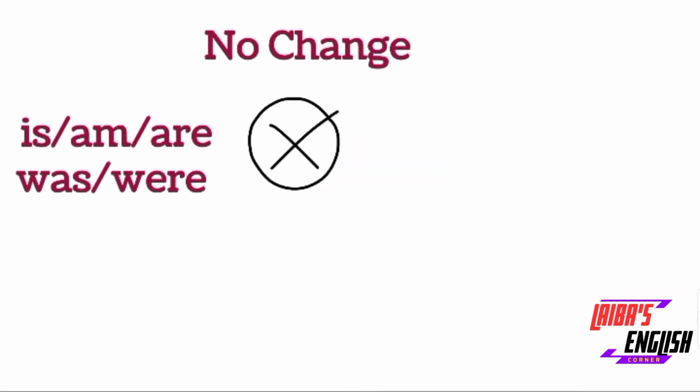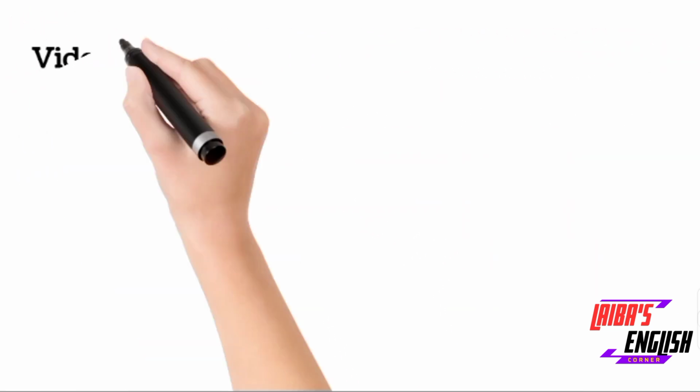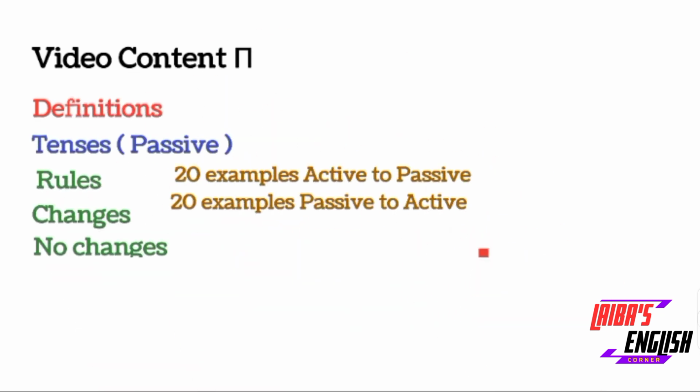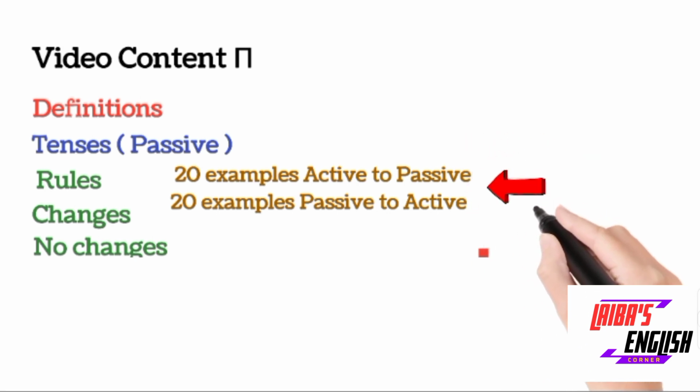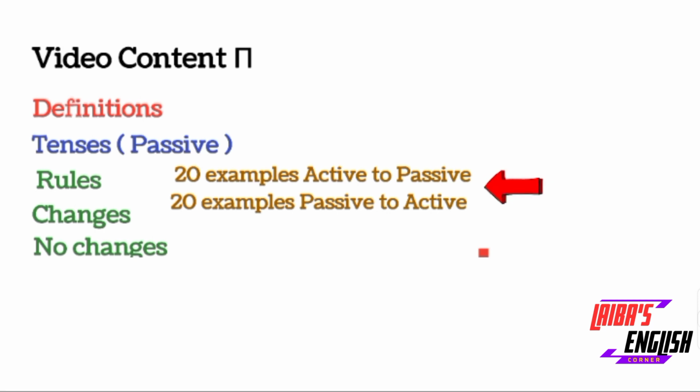Now we will see some common examples of active and passive voice. Have a look at the video content. We have discussed definitions, tenses, rules, changes and no changes. Now it's time for examples of active to passive voice and passive to active voice. When we use those changes and rules in our sentences, our concept will be clear. So let's start with our examples. It's practice time.